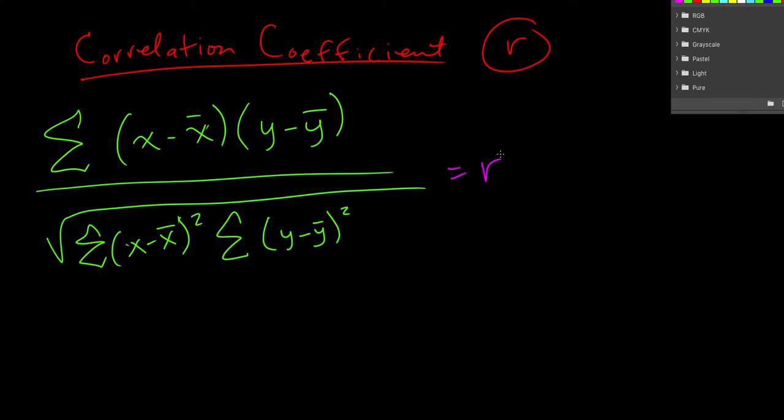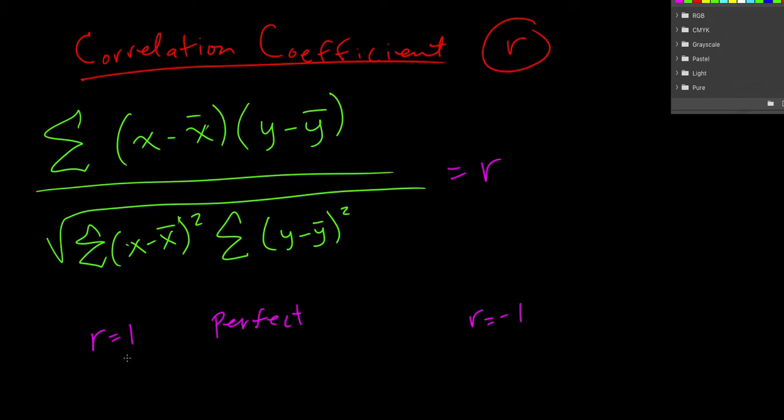Okay, so there's a table in your book on page 456 that tells you that R equal to 1 is perfect. So that means it's fully linear. Same thing, R equal to negative 1 is also perfect, but this is just going to have a negative slope. This is going to have a positive slope.